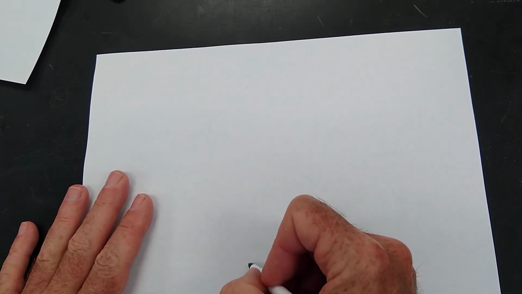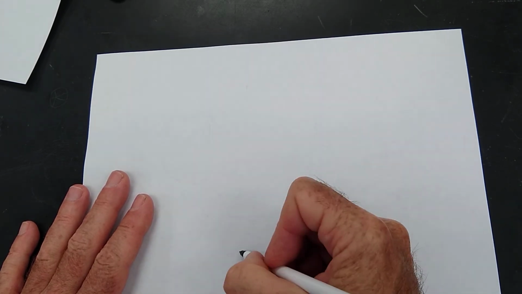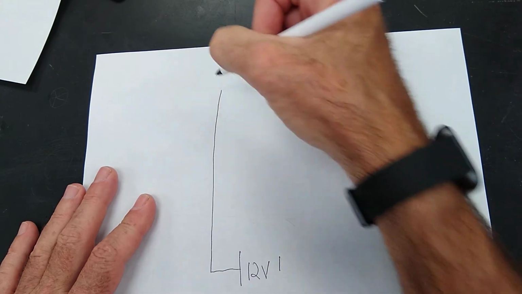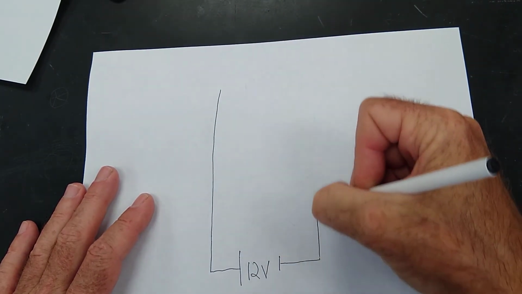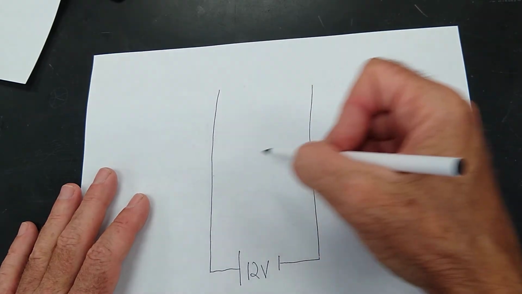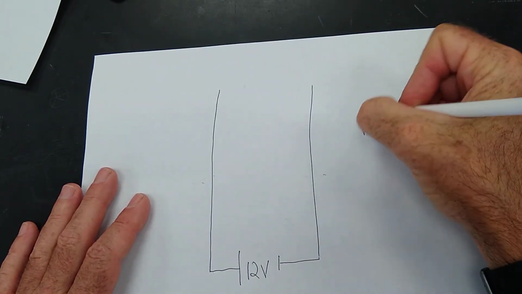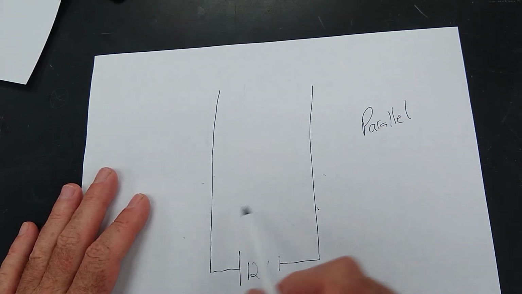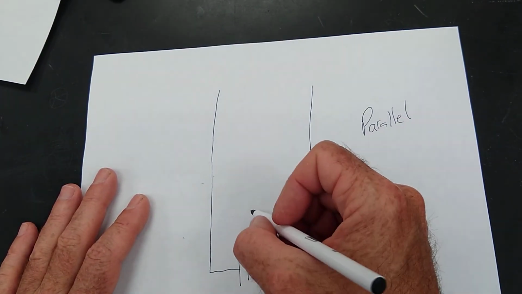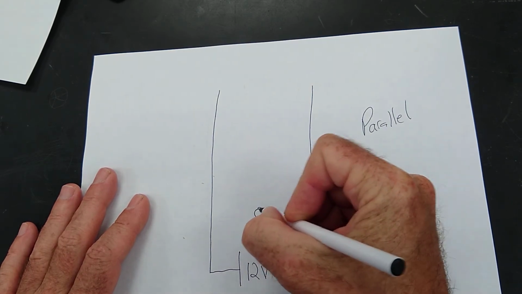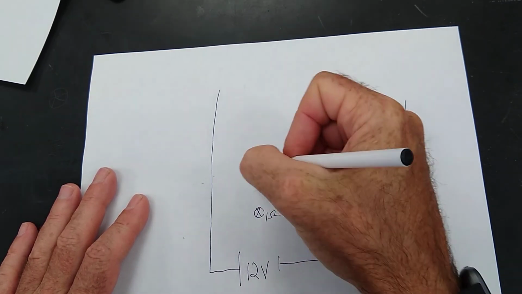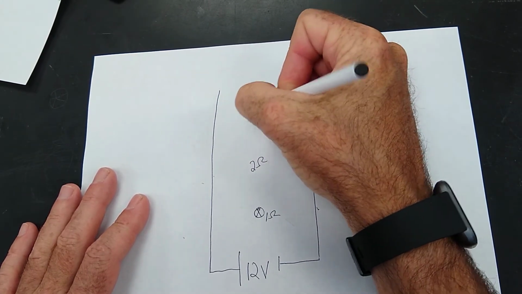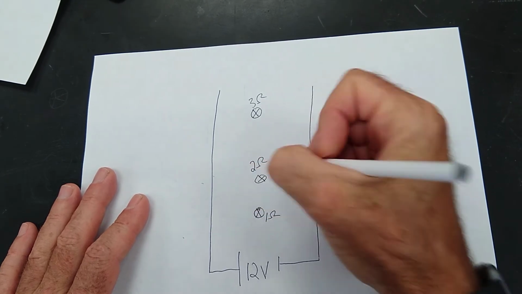Now let's say we have a 12-volt battery. There's my symbol for voltage. And now I'm going to make one wire go up like this and another wire go up like this. Now these two wires are in parallel. Okay? Parallel. So now any bulb that we put, let's put our 1 ohm bulb, our 2 ohm bulb, and our 3 ohm bulb. Let's put those bulbs right here in the middle.